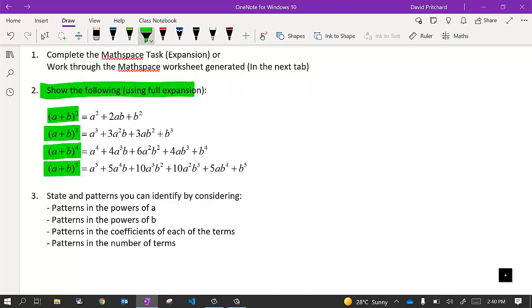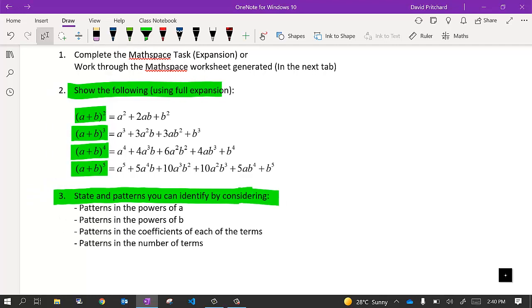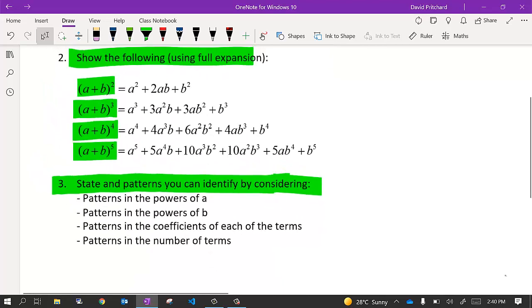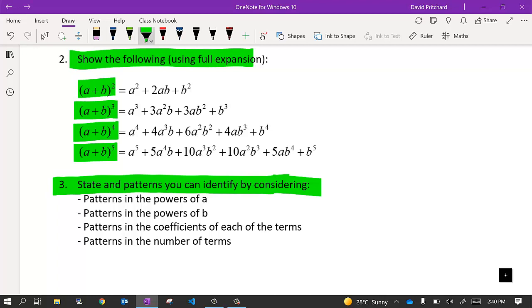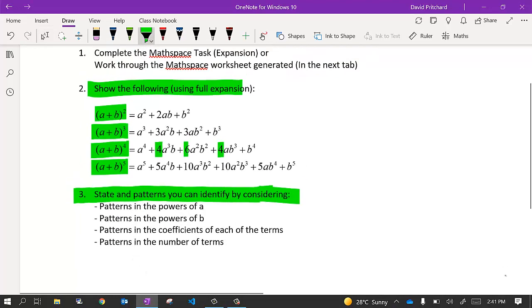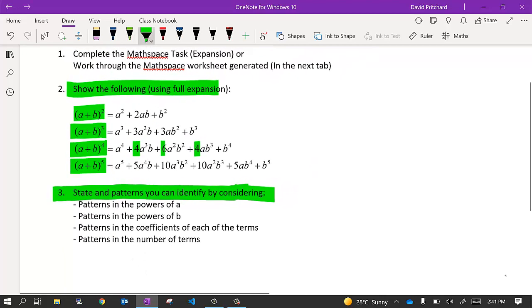Now that expansion is good practice, but the real part of this is I want you to do a bit of an investigation. So I want you to examine the patterns. Can you see any patterns in the powers of a throughout these? Can you see any patterns in the powers of b? Can you see any patterns in the coefficients? So for example, 4, 6, 4. And can you see any pattern in the number of terms? So that's what I want you to do once you finish. That'll be a lead into the next lesson.